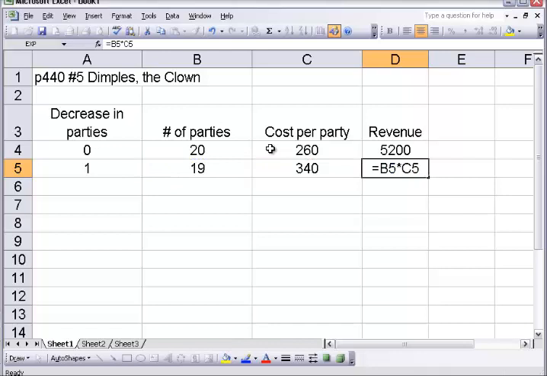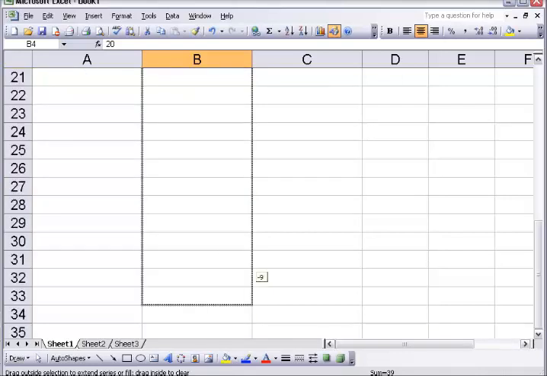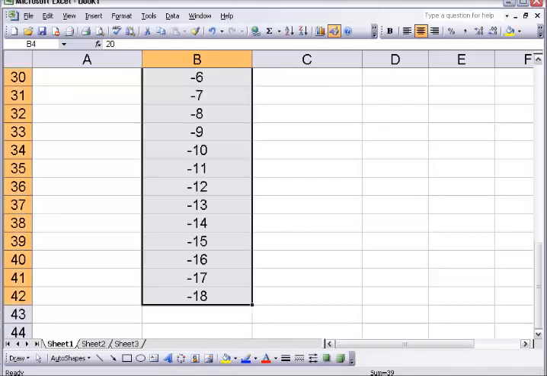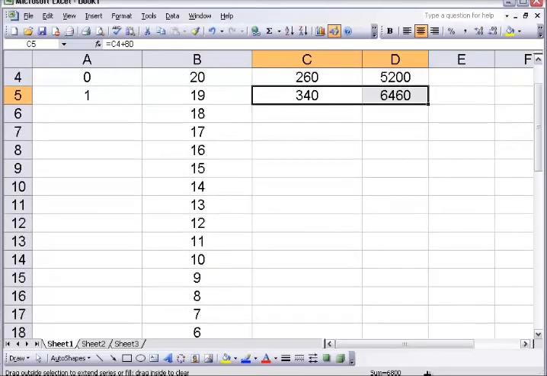Now I'm going to get Excel to fill down the numbers for me from 20 and 19 down to whatever I need. Now I'm going to copy the formula for the cost of the party and the revenue all the way down until I can see a trend.